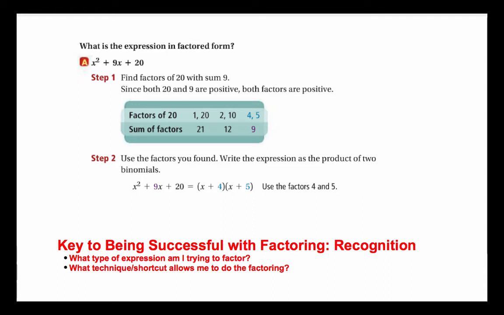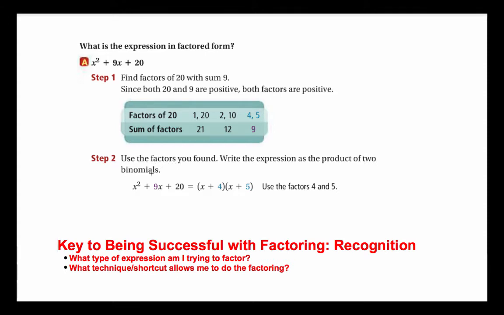Okay, so what is the expression x squared plus 9x plus 20 in factored form? Step 1, we need to find factors of 20 with a sum of 9. Since both 20 and 9 are positive, both factors are positive. So the factors of 20 are 1 and 20, 2 and 10, and 4 and 5. And then the pair of factors that has a sum of 9 is 4 and 5. So we know our two binomials are going to have a 4 and a 5 in them, both positive.